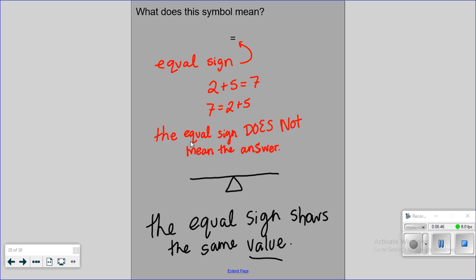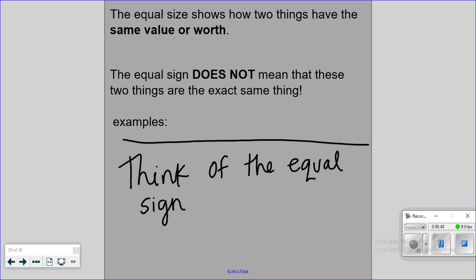We are writing what I'm writing. You don't need to write what I typed. We just talked about that. Think of the equal sign like a balance. Both sides have to be worth the same. Write down what you need.